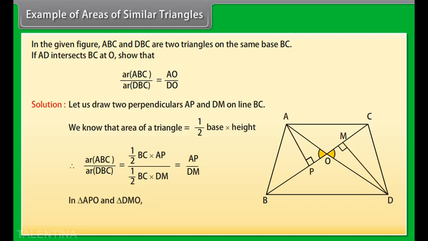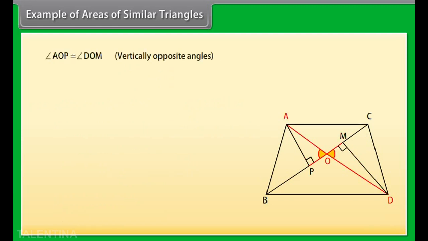In triangle APO and triangle DMO, angle APO equals angle DMO, each 90 degrees. Angle AOP equals angle DOM, vertically opposite angles. Therefore, triangle APO is similar to triangle DMO by AA similarity criterion.